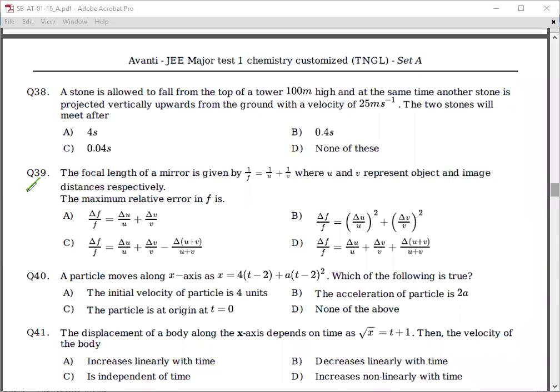Now 39. The focal length of the mirror is given by this, where u and v represent object and image distance. Then tell me, क्या होगा आंसर? Super easy, super easy. What is the answer of this? Tell me, what is the answer of this? Everyone.